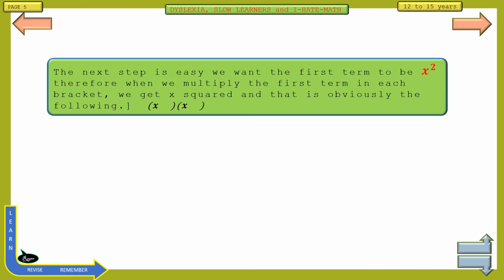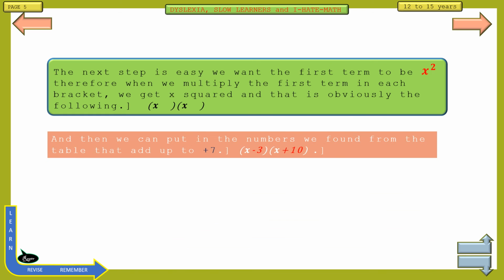The next step is easy. We want the first term to be x squared. Therefore, when we multiply the first term in each bracket, we get x squared, and that is obviously the following. And then we can put the numbers we found from the table that add up to positive 7, and that's negative 3 and positive 10.